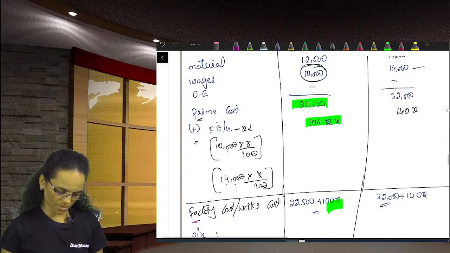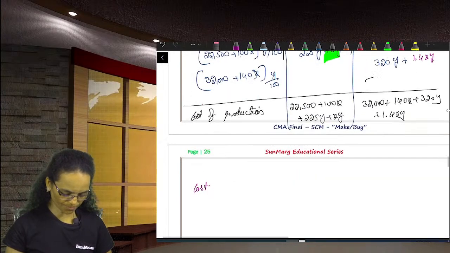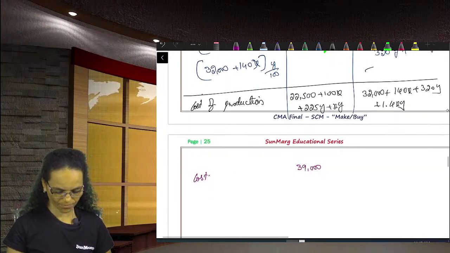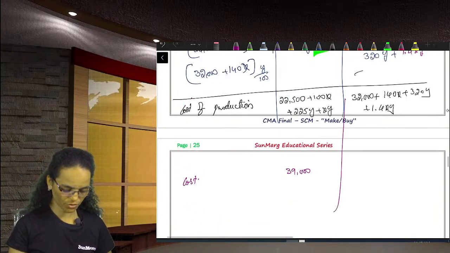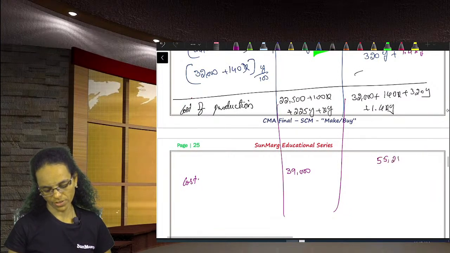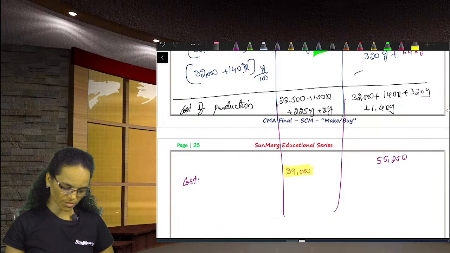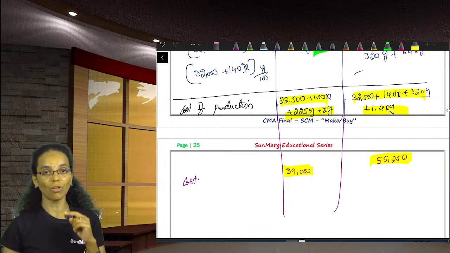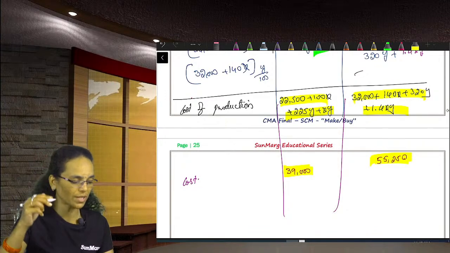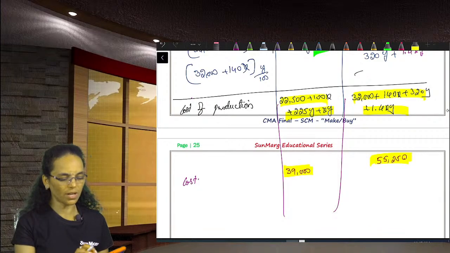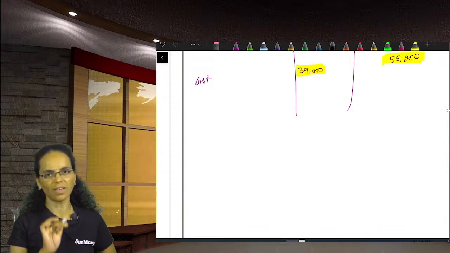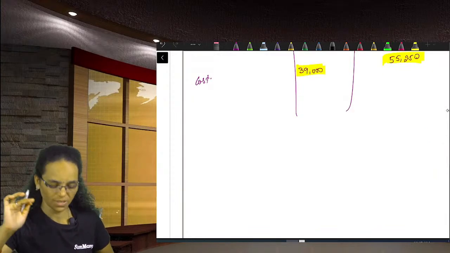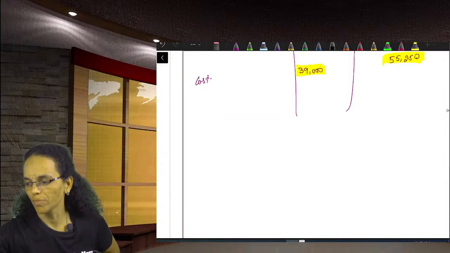So I'll write these two numbers. Cost, first one 39,000, second one 55,250. So this is the cost, but the equation is this one. We need to solve these two equations. We need to go back to our mathematics days. When two variables are given, how we need to calculate. Elaborated mathematics I will not be doing here, because our concept is towards learning costing, not mathematics.